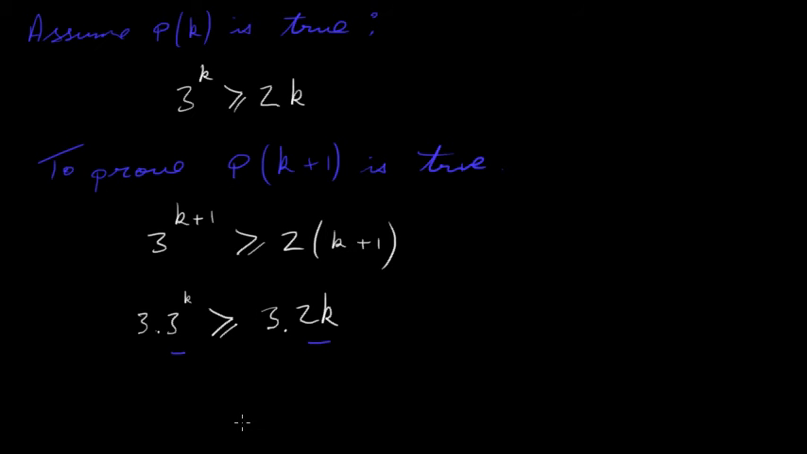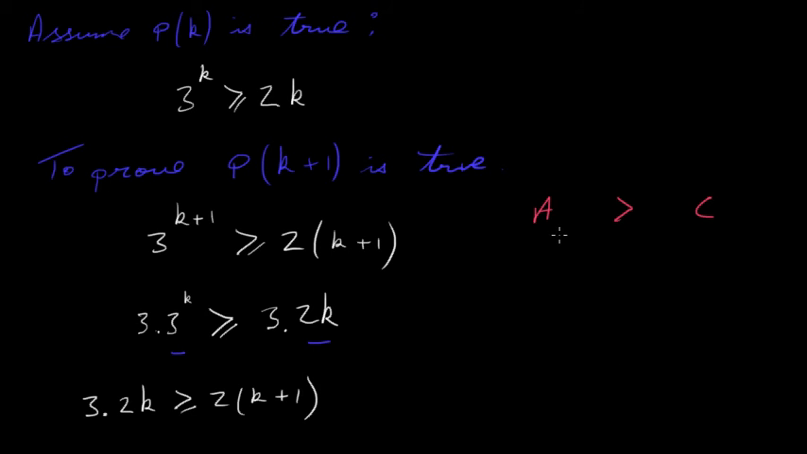So what we really need to do here, if we can show that 3 times 2k is greater than or equal to 2 times k plus 1, in other words, this is greater than this, then this thing here must be true. 3 to the power of k plus 1 must be greater than or equal to 2 times k plus 1. Another way of looking at this, just a very simplified way of looking at this, would be to say if I had a letter, let's take A, and we want to show that A is bigger than some other letter C.